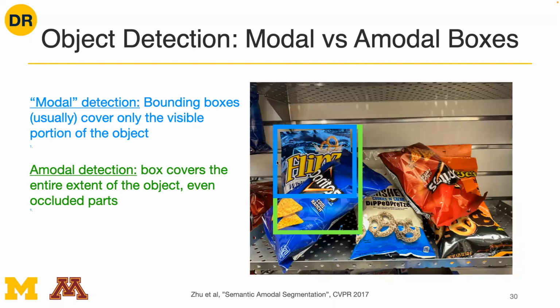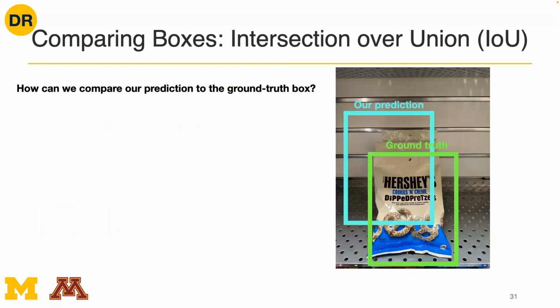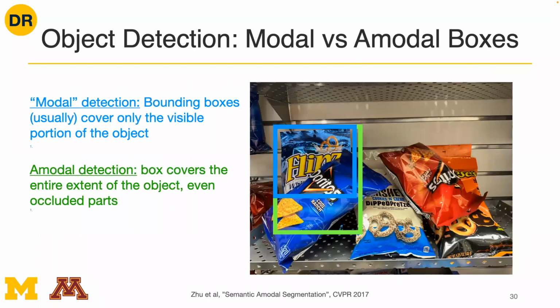But for our case, there aren't that many objects that are occluded, so I think it's an interesting source of noise that I actually want to look at for this project. So this is amodal versus modal object detection. Okay, so now, let's say that we have, oh, question?